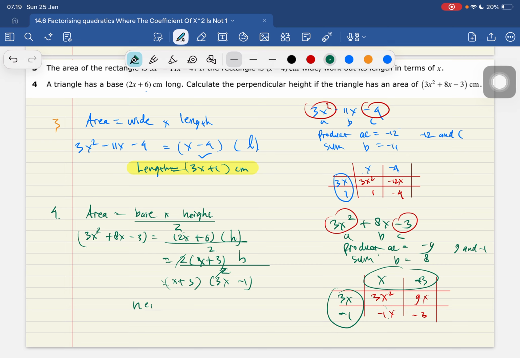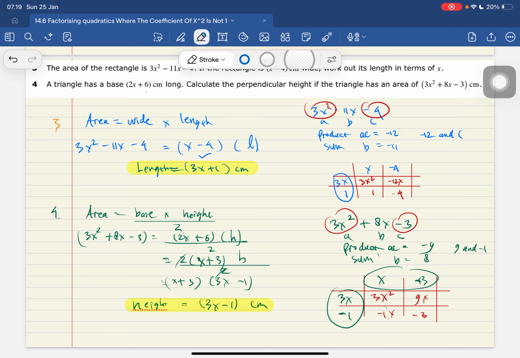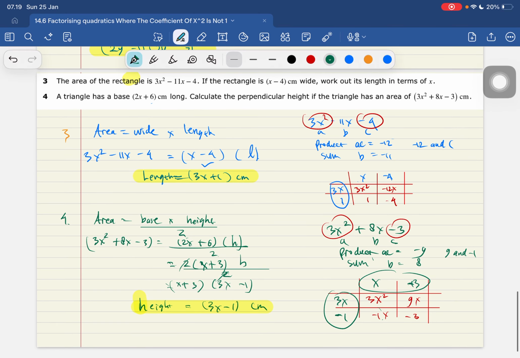So the height is equal to 3x minus 1 centimeter. Okay, there it is. Thank you.